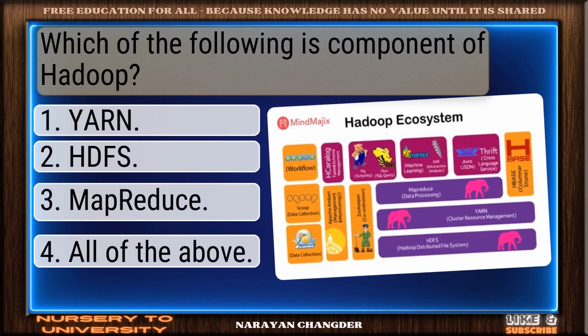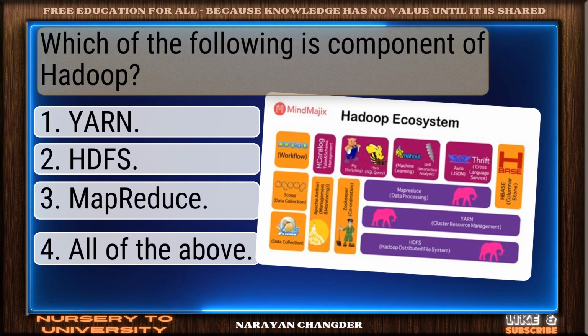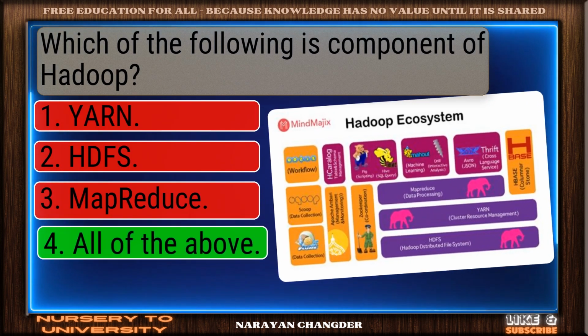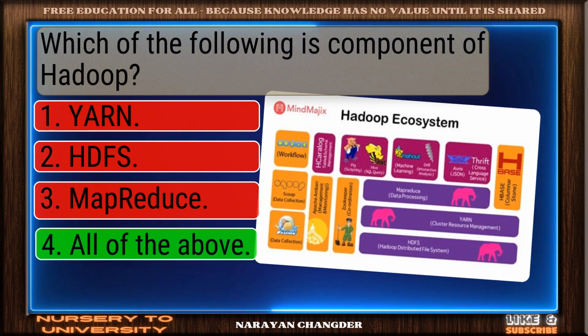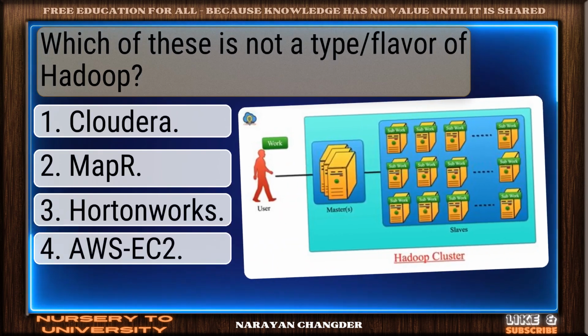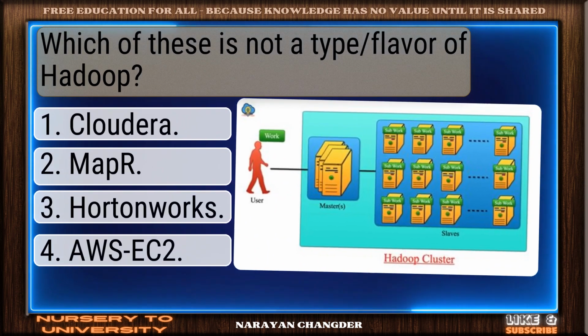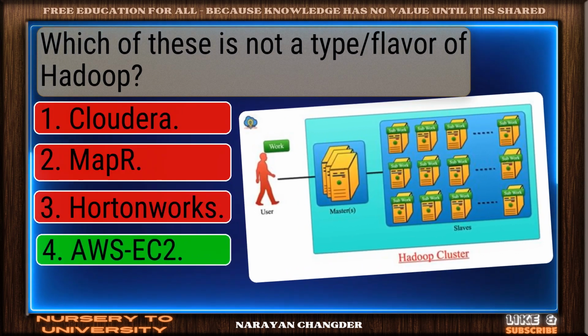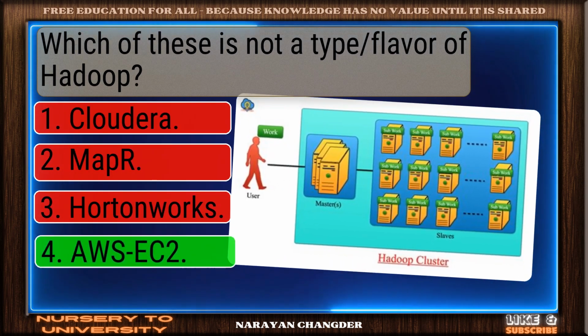Question number 29. Which of the following is a component of Hadoop? Correct response. All of the above is the most accurate answer. Question number 30. Which of these is not a type or flavor of Hadoop? Correct. OSIF2 is the right answer.